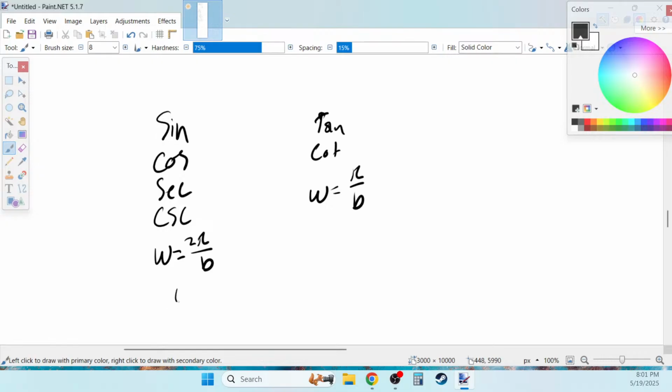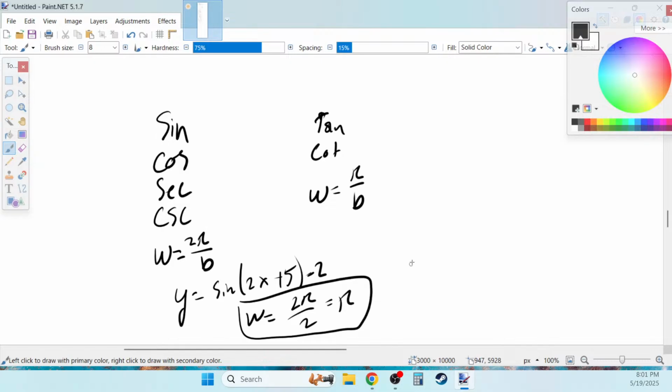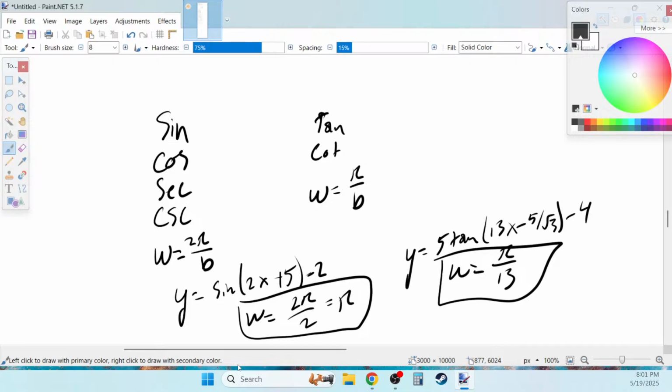So for y equals sine of 2x plus 5 minus 2, wavelength equals 2 pi over 2, which is pi. For y equals 5 tangent of 13x minus 5 over square root of 3 minus 4, wavelength equals pi over 13. Hope that helps.